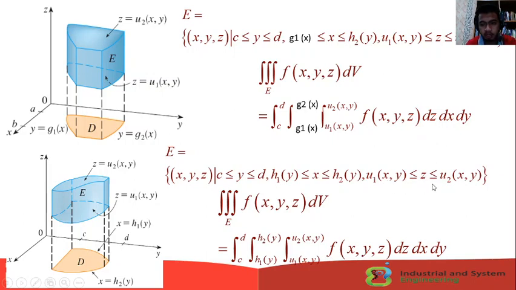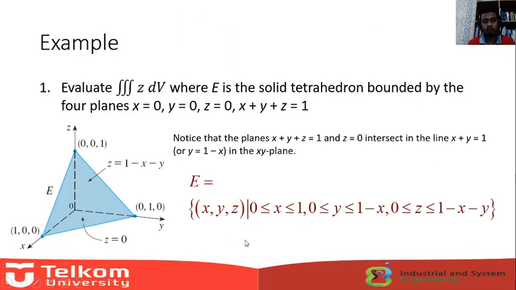z is from u1 until u2, and x is from h1 until h2, and y is from c until d. So we have the integral of f(x,y,z) dz dx dy, where z is from u1 until u2, dx is from h1(y) until h2(y), and dy from c until d. Okay, for example, the question: we would like to find this result.